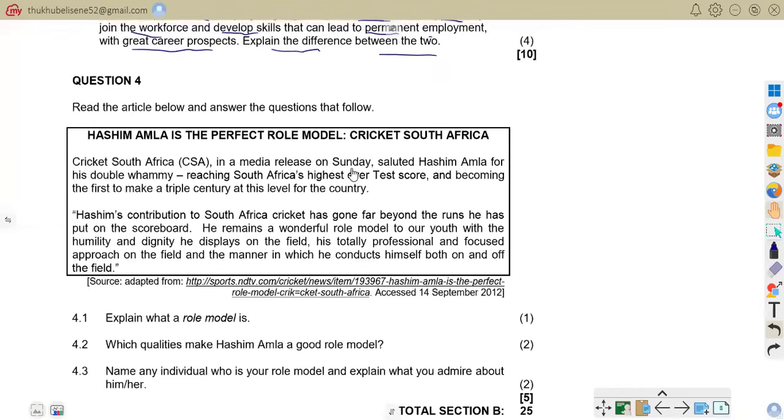Here we are on our question 4, where we are to read now the article. Read the article below and answer the questions that follow. Hashim Amla is the perfect role model.